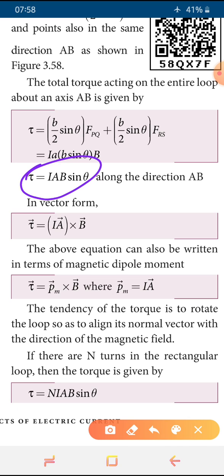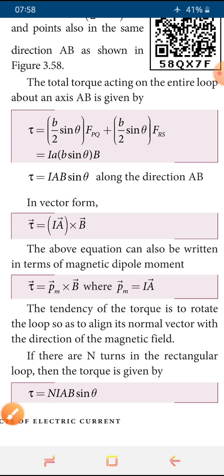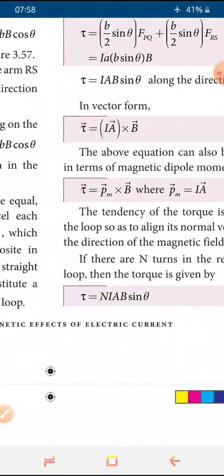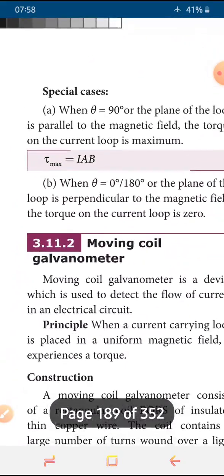If the rectangular coil has n number of turns, then the total torque tau is equal to NIAB sin theta. Okay, what is the formula? NIAB sin theta. This is the total torque produced by this rectangular loop. Okay, so have you understood, children?